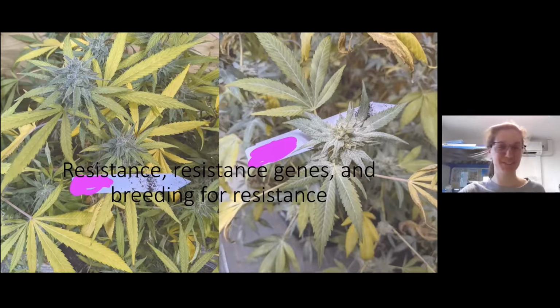I'm cruising, I know. So I'll briefly talk to you about resistance genes and breeding for resistance. So we're talking about managing powdery mildew. And when we're talking about management of diseases, one of the tools in your tool belt for managing diseases is breeding for resistance and having resistant plants.